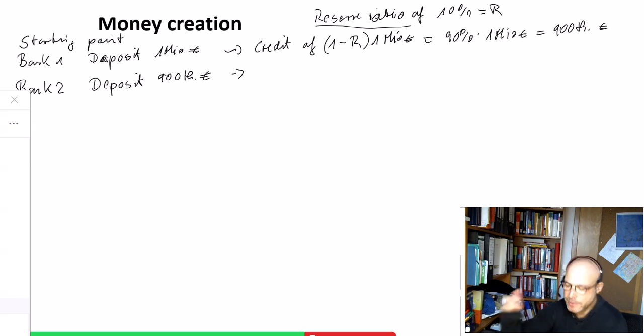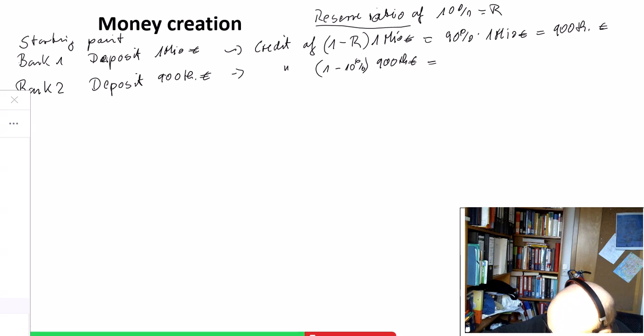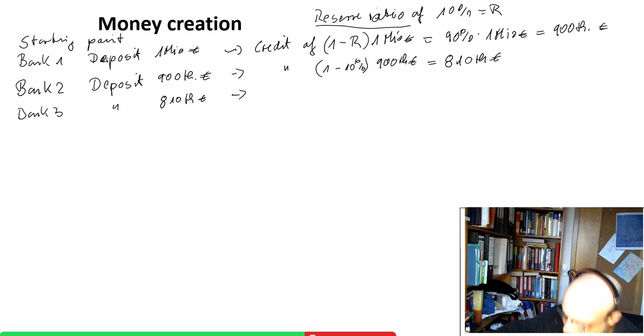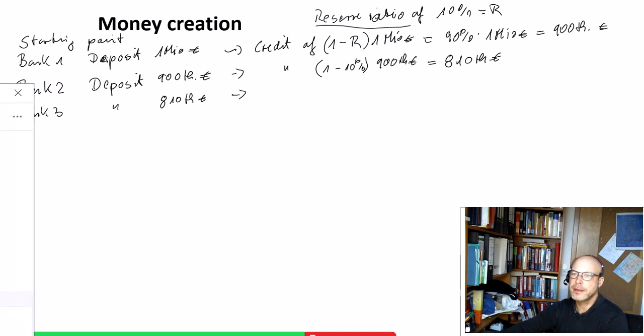$810. Great. So credit of 1 minus 10% times 900,000 euros equals 810,000 euros. Again, we assume this credit amount is given to some private customer. This private customer has again another relationship to a private bank, bank 3, and there we would have then at bank 3 a deposit of 810,000 euros. And this would mean how much credit would this bank give into the system?